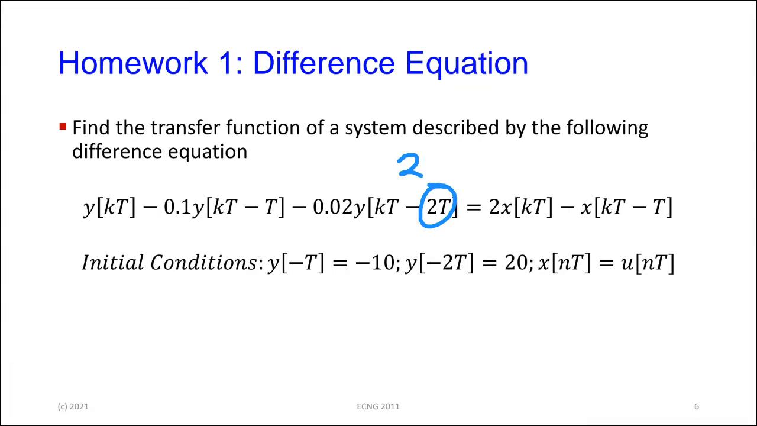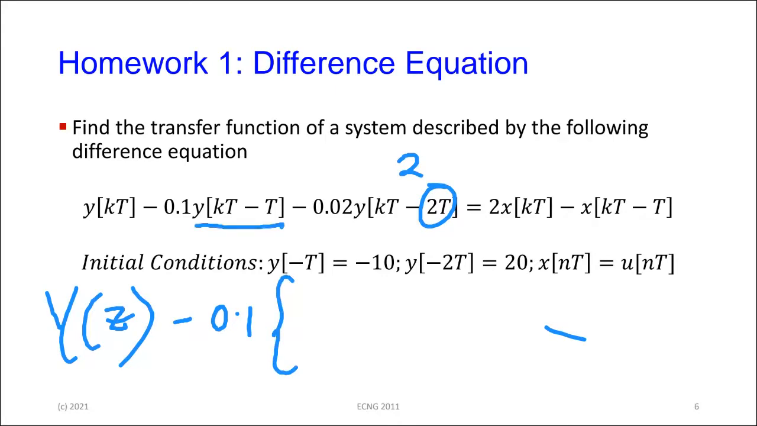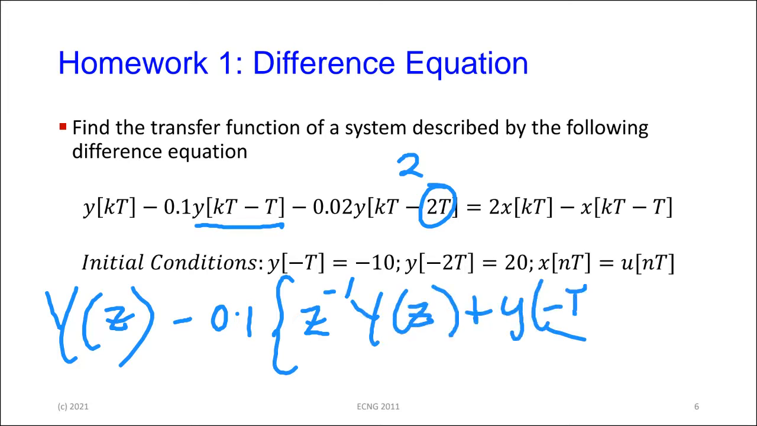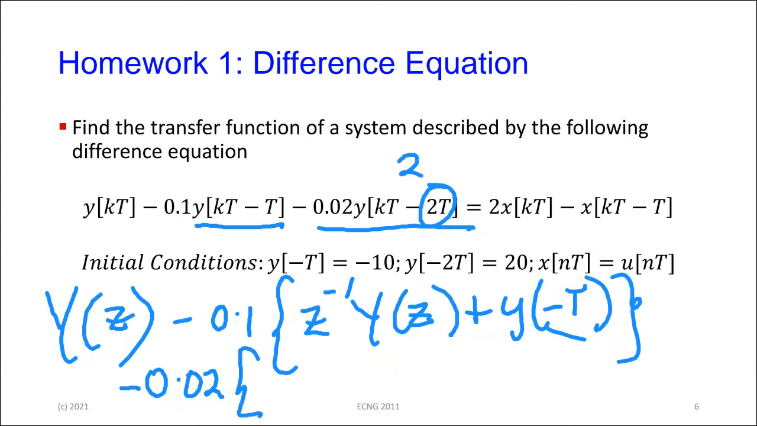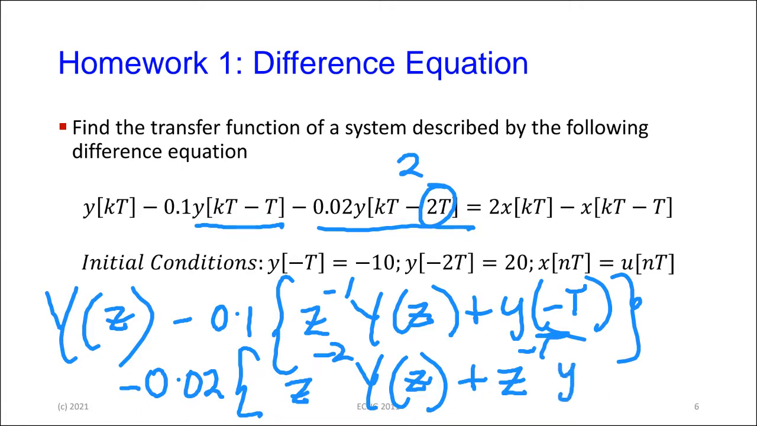So to solve this, you apply the Z transform to it, and the Z transform, of course, will give me Y(z) right here, and this will be 0.1. And now inside of the bracket, we have a first order difference, so it will be z^-1 Y(z) plus y[-T], right? And this bit now, this is a second order one, so this is going to be like 0.02 into, since it's a second order, z^-2 Y(z). And because it's a second order, it means that we have two of these values coming in. So this one is going to be shifted by 1. Remember the graphic we did last time? So it will be z^-1 y[-T] plus y[-2T].